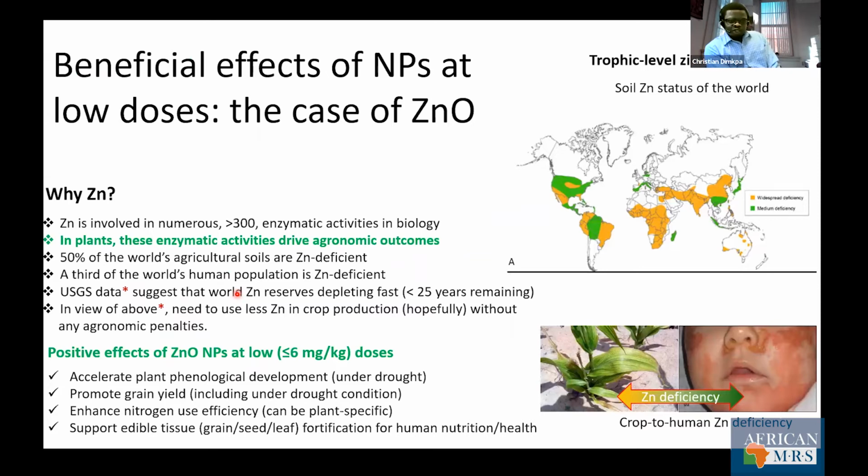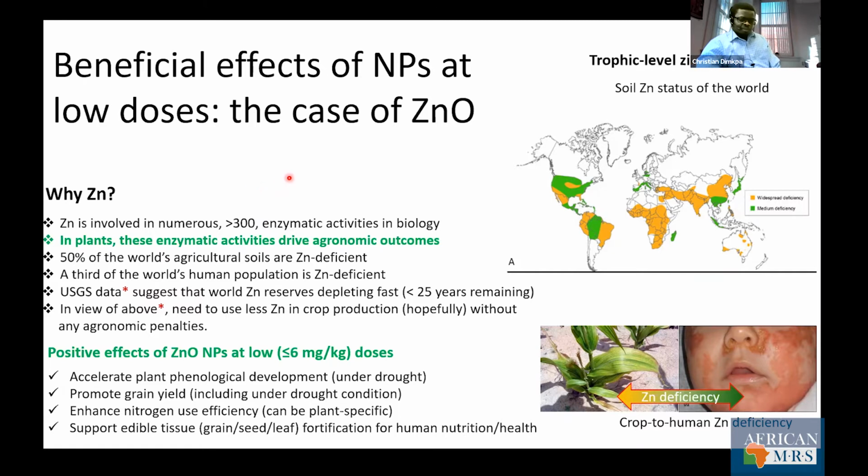So I'm going to be going more into zinc because you found out the reason why zinc is very crucial when it comes to places like Africa. If you look at this map here, this is a map showing the zinc status of the world. So you can see most part of sub-Saharan Africa, and some part of Asia, and some part of South America, and a few places in the US and also in Australia. They suffer from zinc deficiency in the soil.